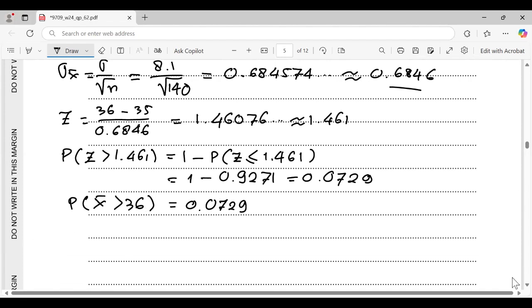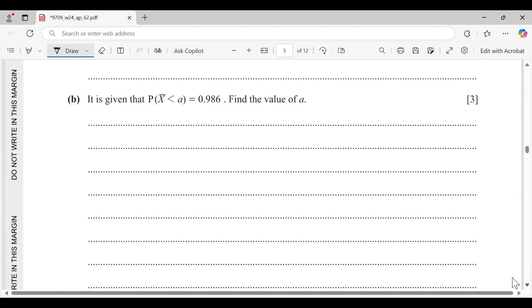Next question. It is given that the probability that the mean is less than A equals 0.986. Find the value of A. From the standard normal distribution table or calculator, we find that the probability Z less than z equals 0.986.